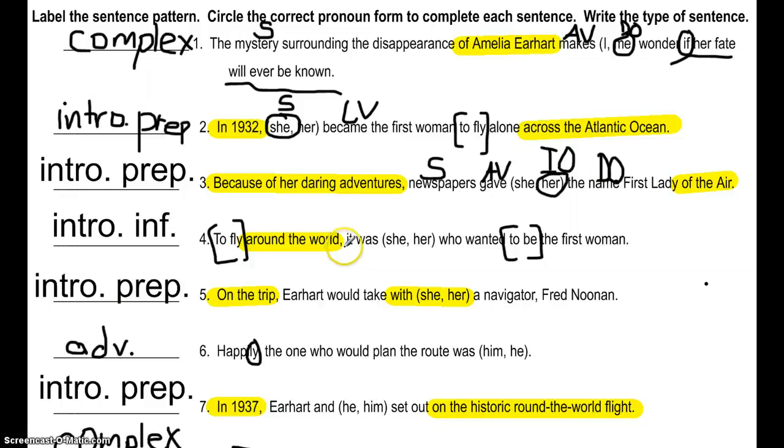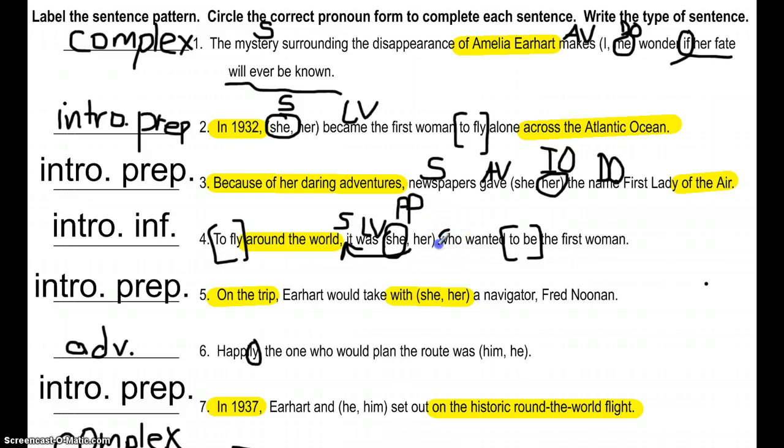It was she or her who wanted to be the first woman. I'm going to find my subject as it. Was is my linking verb, and I remember from the last part of this that if we have a linking verb we can switch the order of the sentence around. Would I say she was it or her was it? She was it, and since it's not the subject of the sentence, it's got to be a predicate pronoun because it follows a linking verb.